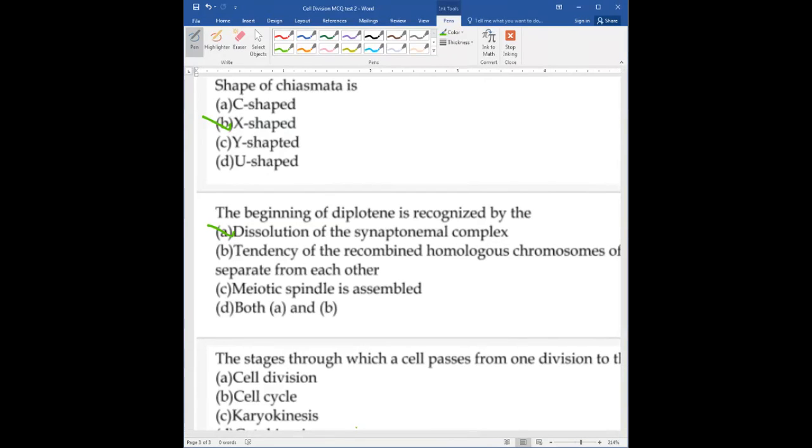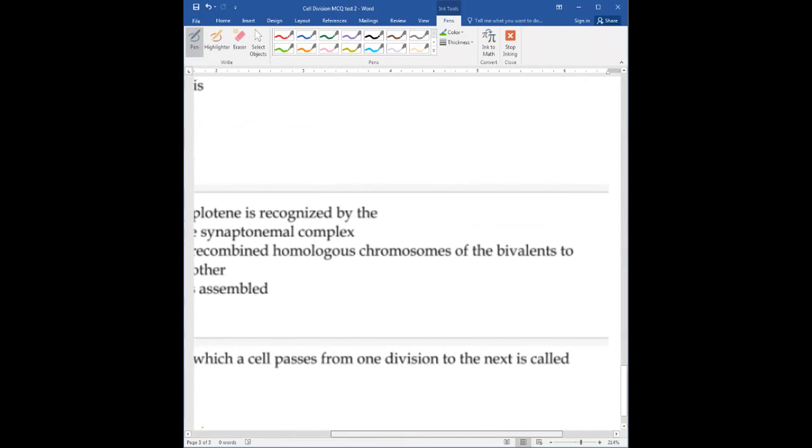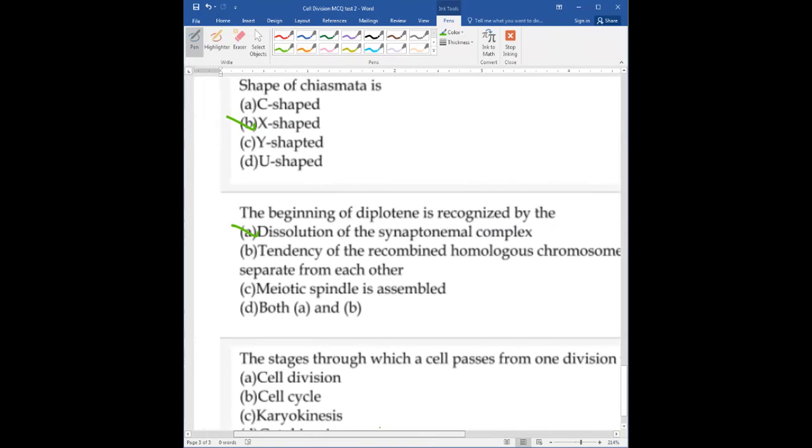Now, tendency of the recombined homologous chromosomes, the tendency of the homologous chromosomes of the bivalents to separate from each other. Is this really right? Like, are they, the tendency of this thing? This is a little off.